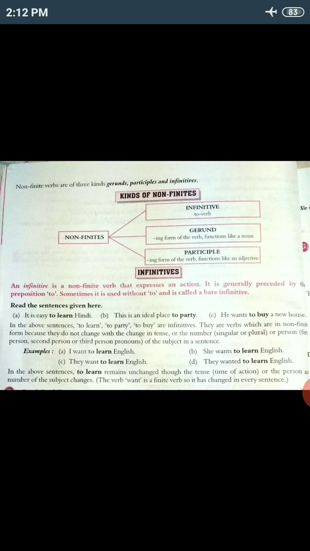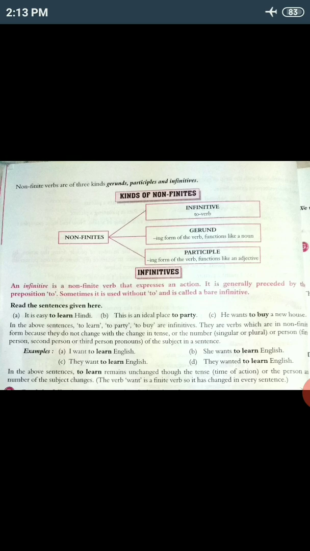I purchased a stick to help my grandmother to walk. So here to walk is the infinitive. So this you need to remember, that infinitives always come with to with the first form of the verb, because this is going to help you in your higher classes also. Infinitives always, I am repeating again, come with to plus first form of the verb. It never comes with the second form or the third form. It's always accompanied by the first form.